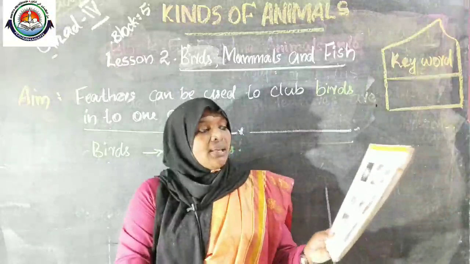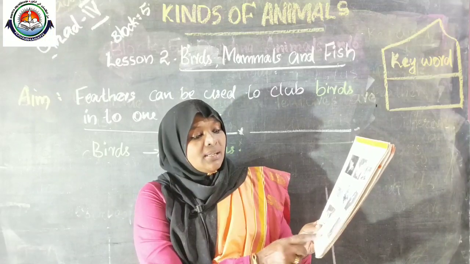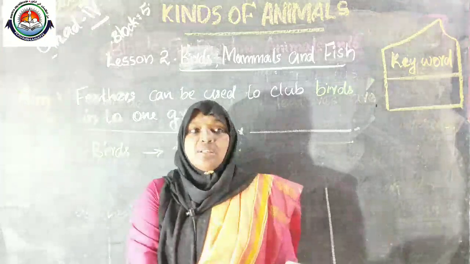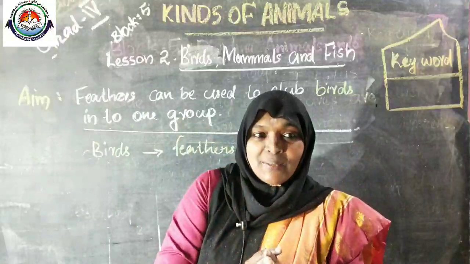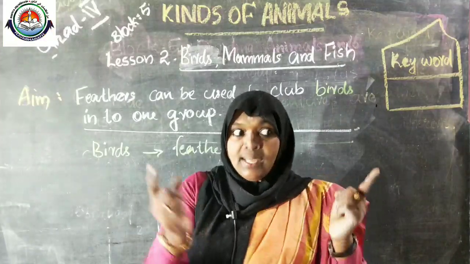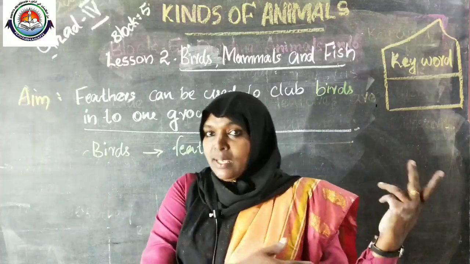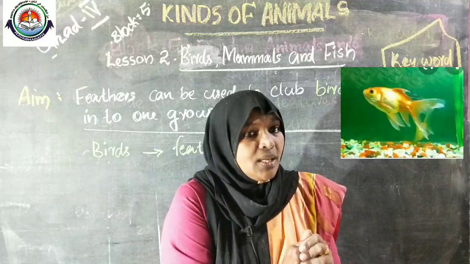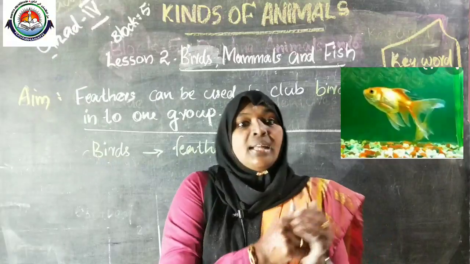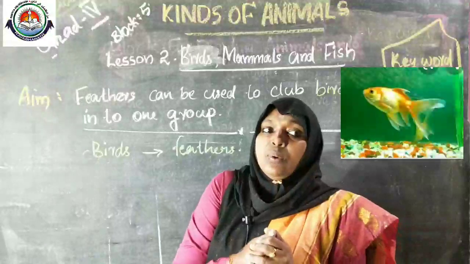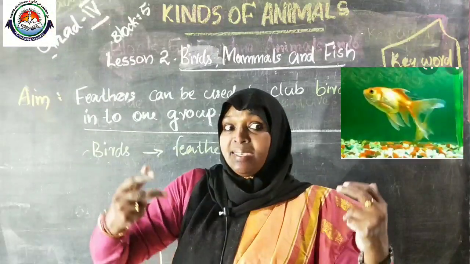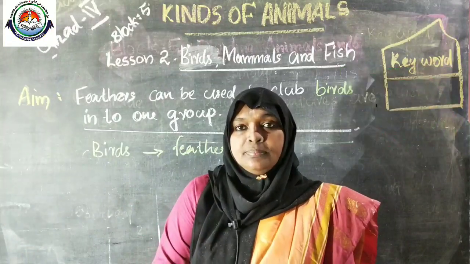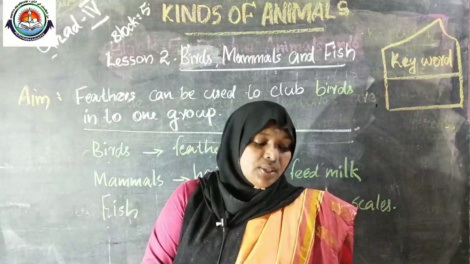What do you see here? Yes, our goldfish is here. Then Mashir is here, shark is here. What is that? Yes, very good. That is fish. Fish, is it a land animal? Does it live on land? No, it lives in water. Fish are animals that live in water. They have fins. They lay eggs and have scales on their body. Clear?